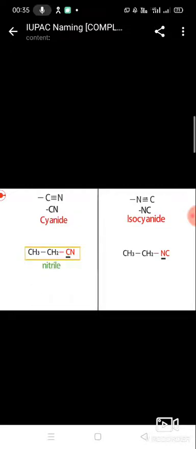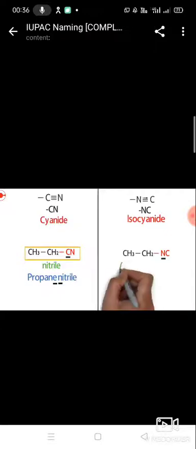So when the cyanide group is present, we have to name it as a nitrile. So how many carbon atoms are there? 3 carbon atoms. So propane nitrile. In such a case, propane means 3 carbon atoms, nitrile means CN group, cyanide group.